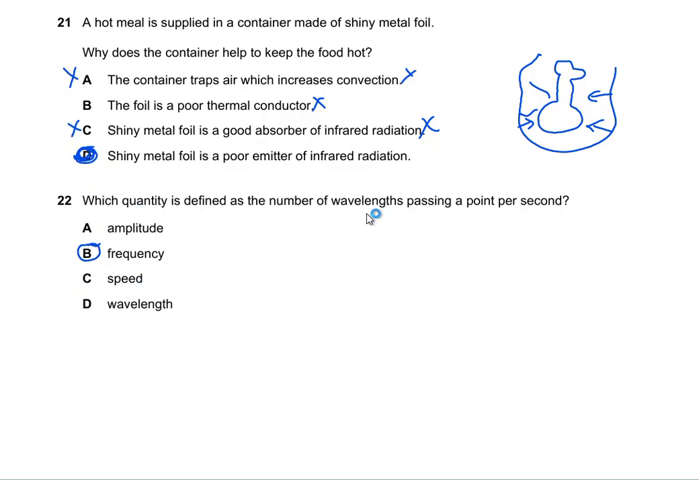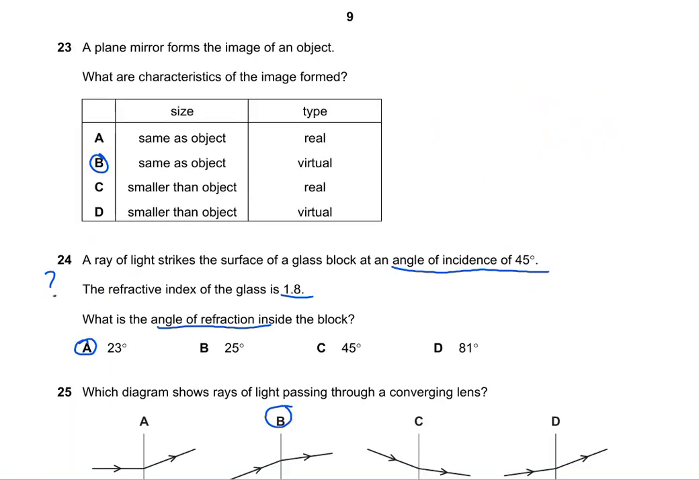Which quantity is defined as the number of wavelengths passing per second? So that is definitely frequency. That's the definition of frequency, the number of waves passing through a point.